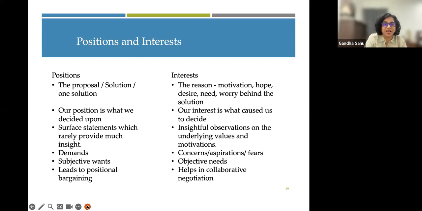Because the money as such was not really the issue. The parents didn't want money. They wanted the child to get admission. So this is a real case that was recorded.